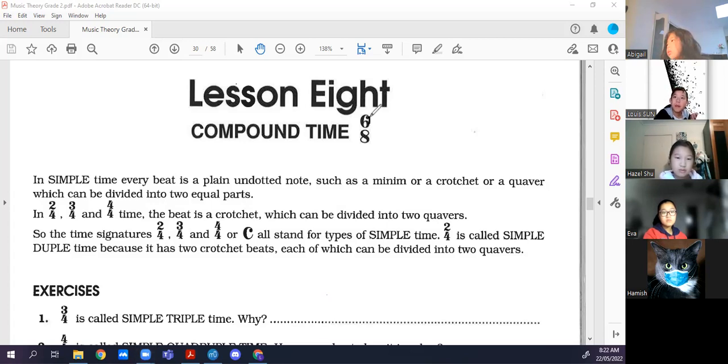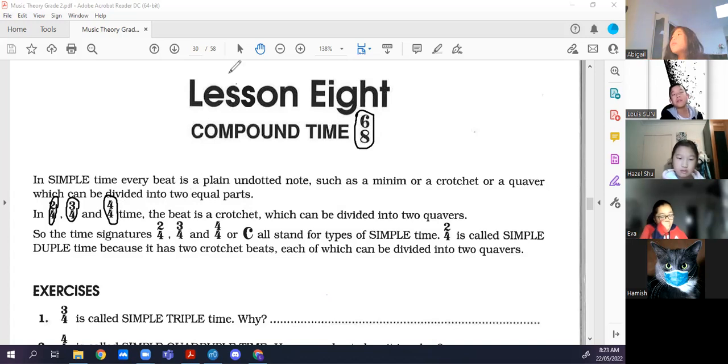So the top number means that there are 6 beats in the bar. The bottom number tells you it's quaver beats. Yeah? Okay. I'll erase that. So you might notice that we split away from simple time, which is 2/4, 3/4, and 4/4, and 6/8 is part of a different category called compound time.